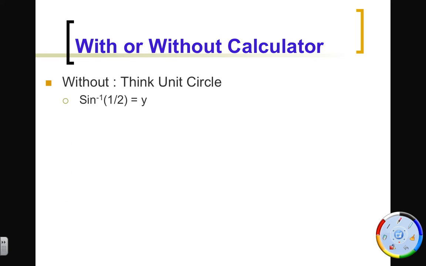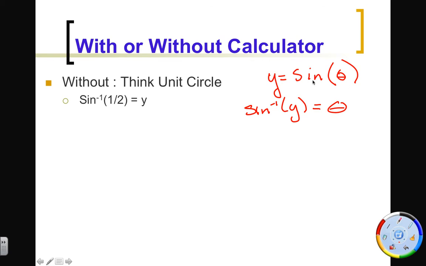Okay, so we're going to be solving for angles, basically. I could say something, actually, I'm going to write it right up here. We're going to think unit circle, and we're looking for sine inverse of 1/2 equals y. Now, here's what we have to understand, that if I was to give you y equals sine of theta, and I don't know what theta is, what I can do is I can take the sine inverse of both sides and say sine inverse of y is equal to theta because the sine inverse and the sine cancel out. So this is how we're going to be using this. We're going to be solving for theta.